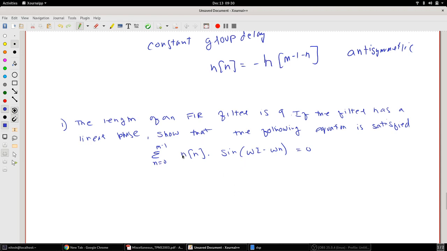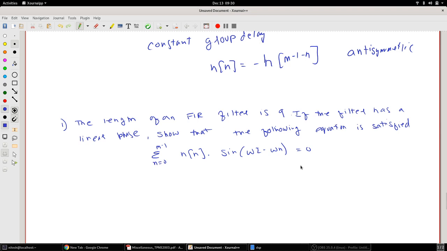Let's solve one problem related to FIR filters, actually related to linear phase. The length of an FIR filter is 9. If the filter has a linear phase, show that the following equation is satisfied. This is the equation which is given, which has to be satisfied.